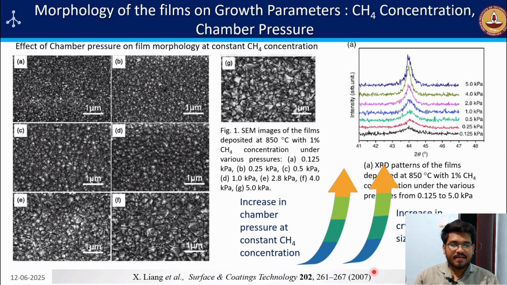And if you increase the crystalline sizes, if you increase the... sorry, this is wrong actually. If you increase the methane concentration, there will be a decrease in crystalline sizes. This needs to be corrected. Okay. So if you increase the methane concentration, basically your nucleation sites will come close together, then it will break the columns and the growth of the diamond. Okay.